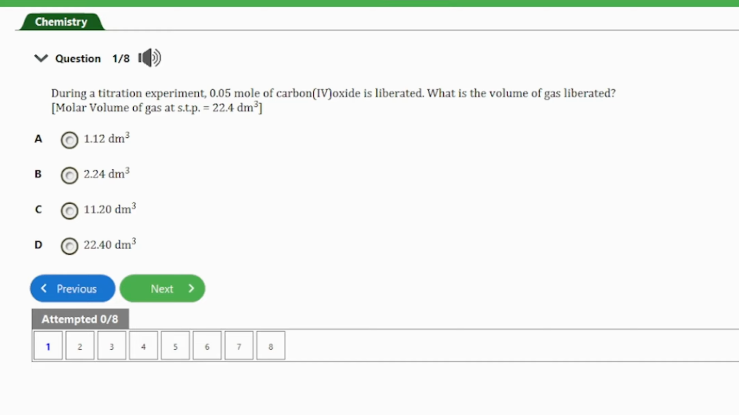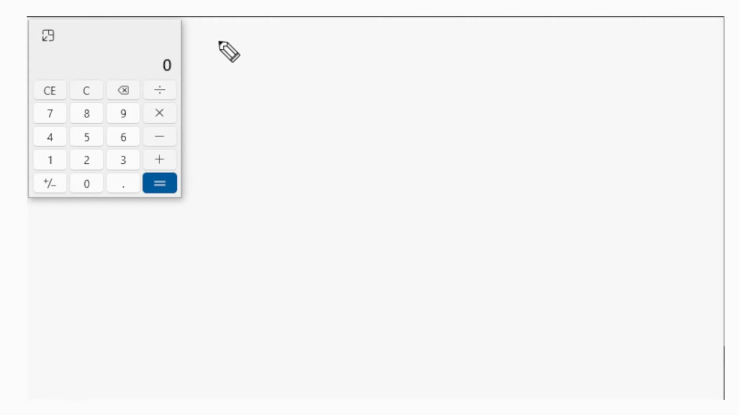It says, during a titration experiment, 0.05 mole of carbon dioxide is liberated. What is the volume of gas liberated? Take the molar volume of gas at standard temperature and pressure to be 22.4 dm cube. So guys, here we're going to zoom into our workspace and try to sort this out together. Before then, let's quickly bring up our calculator here.